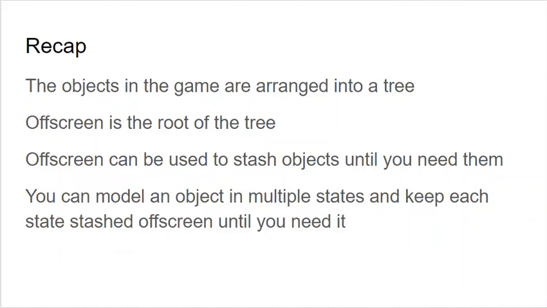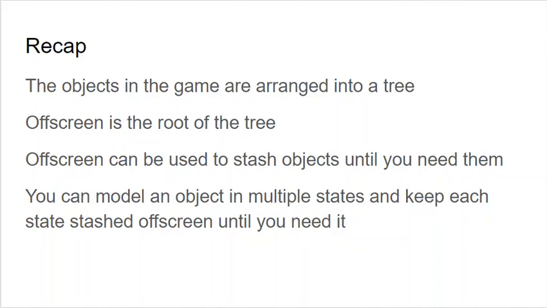So let's wrap up here and recap what we talked about. The world of your text adventure is organized into a conceptual tree with a special object called off-screen as the root of the tree. Off-screen can be used as a storage closet, a location to stash things until you need them later in the game. Like an NPC, a wizard who's going to pop up 20 turns later: keep him off-screen. When you need the wizard, change his holder property, and now he'll be in the world.